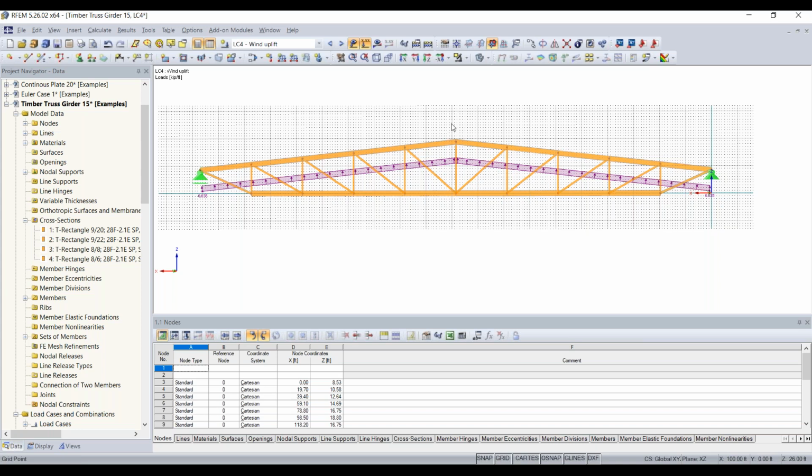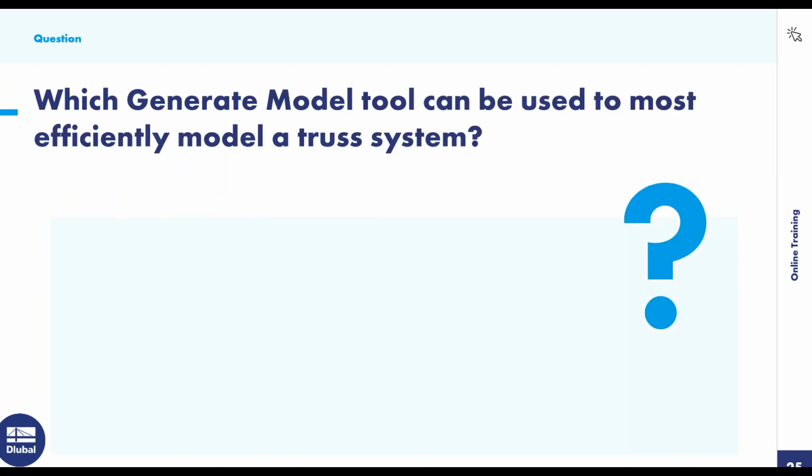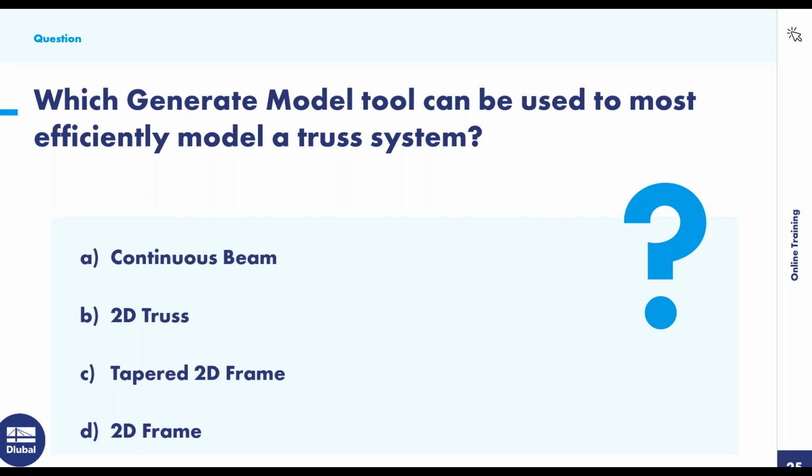I'm going to run the calculation now. I'll click Calculate All. While that's running, I would like to ask a question, and then we can go over the answer afterwards.